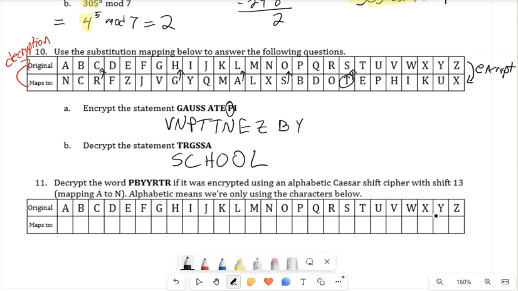Decryption. You know you've done the decryption right when you actually get English out of it. School. What's the only part of the decryption? I missed it. I'm sorry. I don't know what you're talking about.